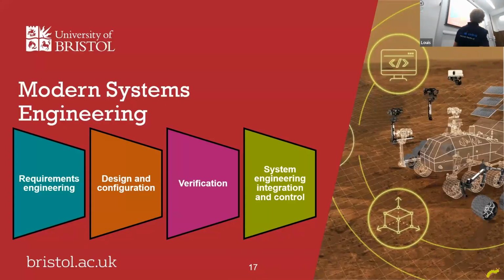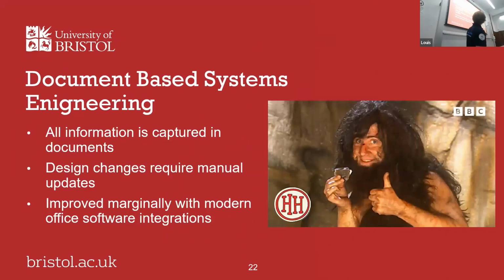We have requirements engineering, where you're basically worrying about what the system needs to do. You have design and configuration, where you're worrying about what the actual system is. Then you have verification, where you're testing, does it actually work. And then finally, you're thinking about integration and control, where you're communicating that system to external people, in particular customers.